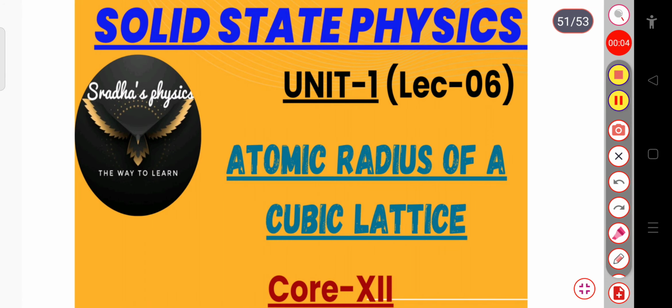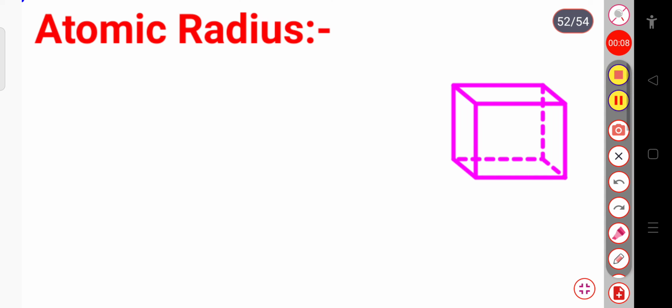In this video we will see the atomic radius of a cubic lattice. Now this is a cubic structure. Cubic structure means all the sides are equal, and that is equal to a. Suppose here I am considering all sides are equal, and the side length is a. This is a cubic lattice, and first I will calculate for the simple cubic lattice.